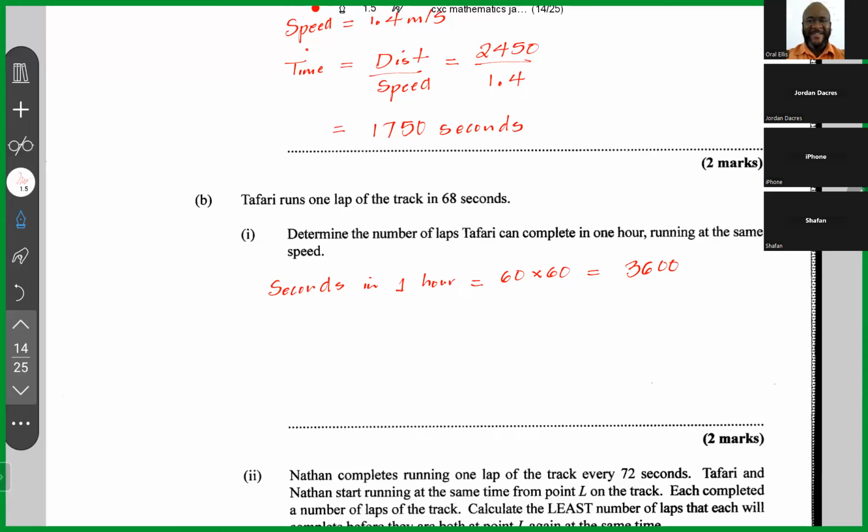Now, if Tafari is running one lap in 68 seconds, the number of laps he would go in an hour.